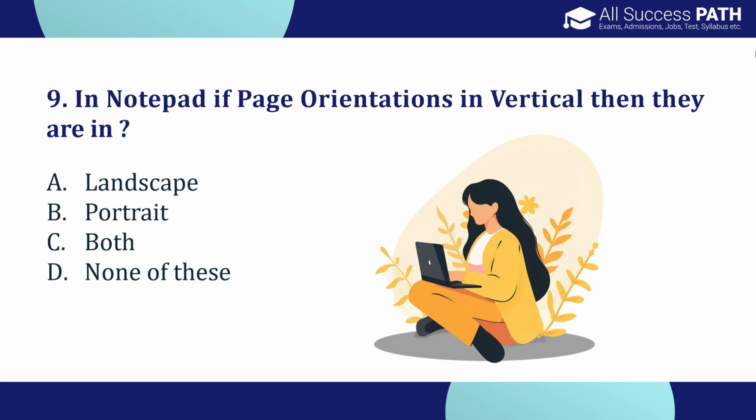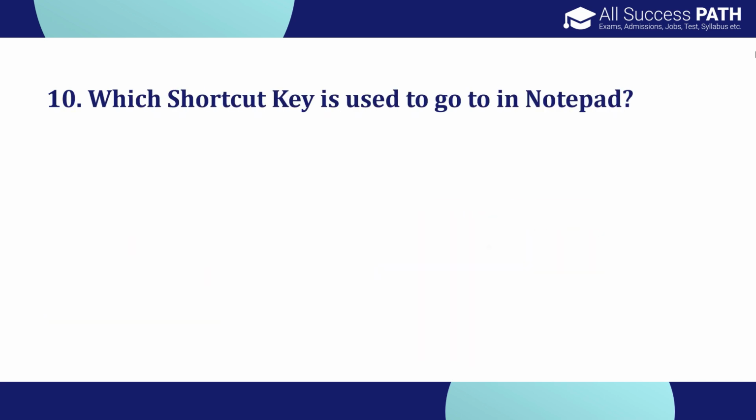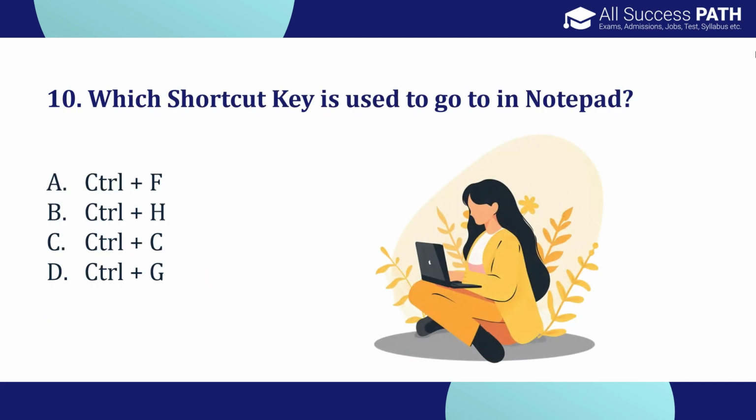Question 9. In Notepad, if page orientations are vertical, what orientation is it? The options are A. Landscape, B. Portrait, C. Both, and D. None of these. The correct answer is B. Portrait.